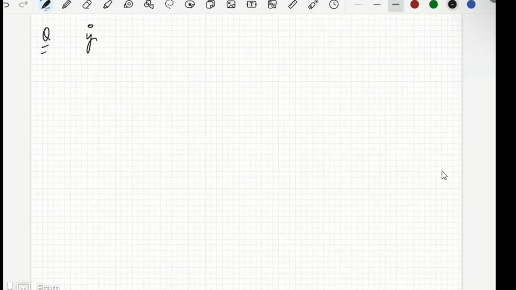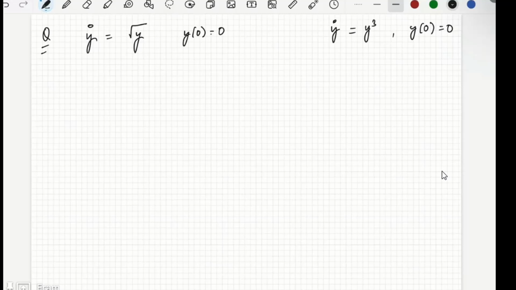So we have one system which is represented using the differential equation y dot equals to square root of y with initial condition y(0) as 0, and another system which is represented using y dot equals to y cube, and again the initial value is 0 at 0. You have to identify whether the solution will exist, and if it exists, whether it will be unique or not for each of these systems.